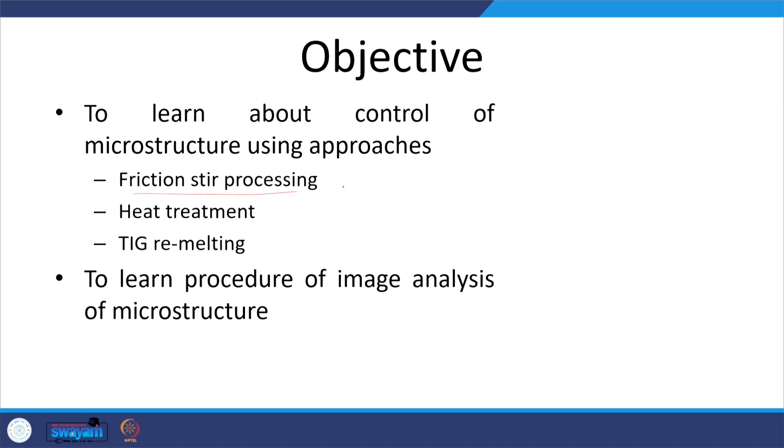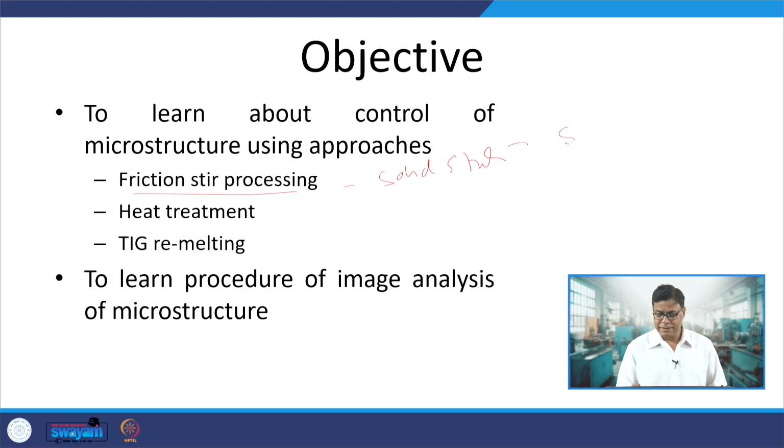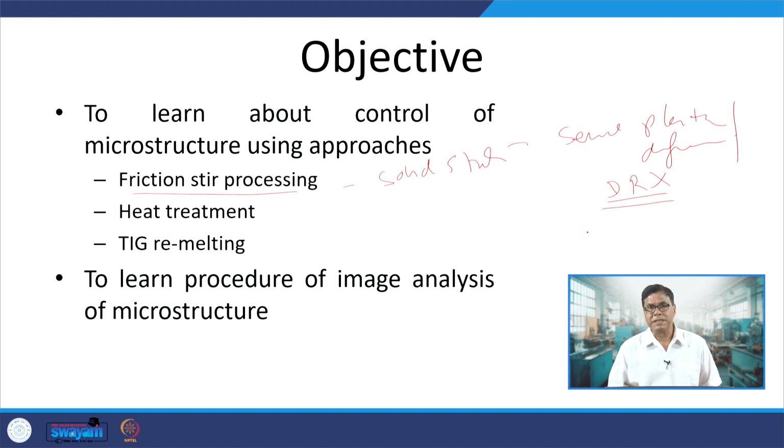As far as learning objectives are concerned, to learn about the control of microstructure using three approaches: friction stir processing. This is the solid state process which involves severe plastic deformation of the metal. So, basically the dynamic recrystallization of the material happens, which causes significant refinement as well as sometimes, due to the thermal cycle imposed, even metallurgical phase transformations take place apart from the grain refinement.